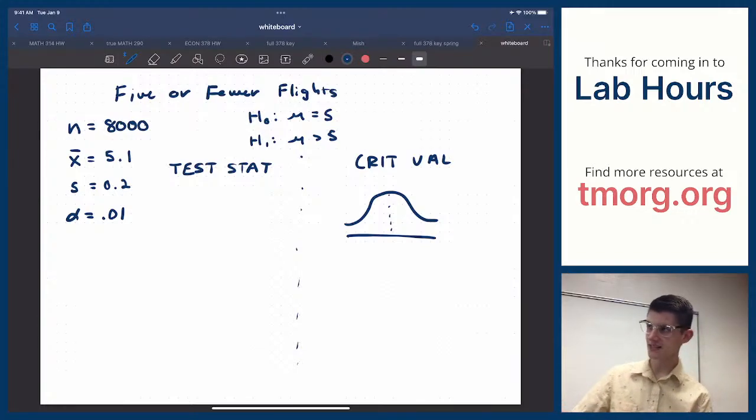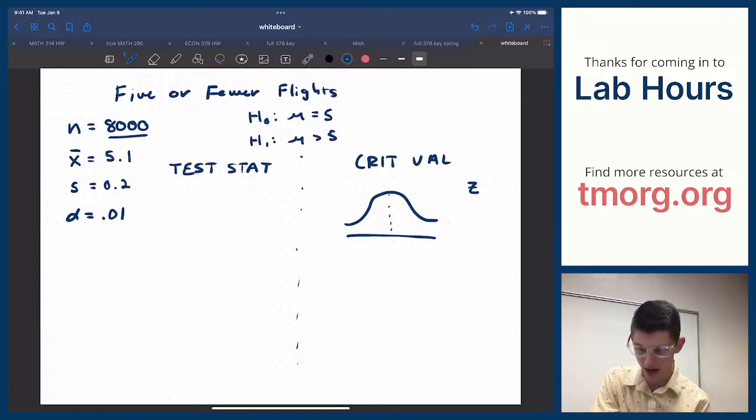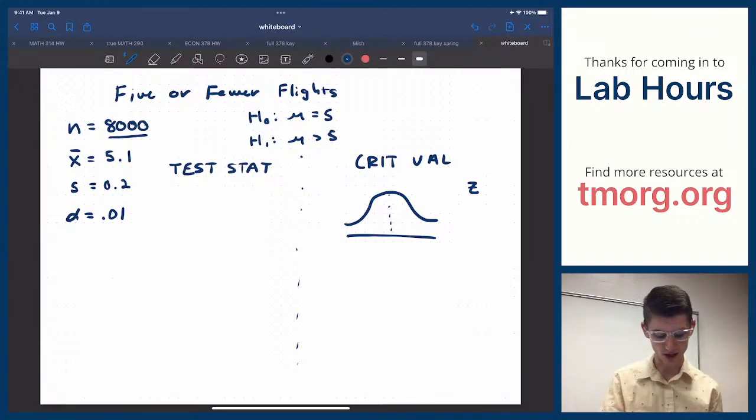Now, because I have an S here and an X bar, and I'm doing a mean hypothesis test, I'm going to be looking at a t-table, right? But notice that we're at like 8,000 on n. That's well beyond the range of the t-table. And at that point, you just treat it as the normal table, okay? So that's what we're going to be running with. So I'm going to use the z-table.